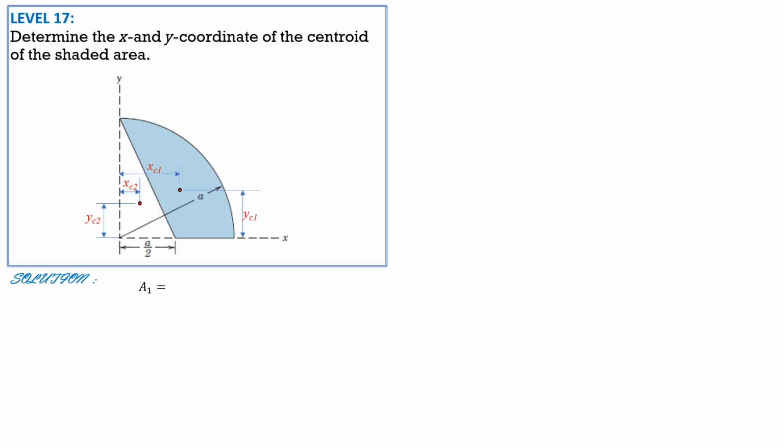So area 1 is pi over 4 a squared, the area of the quarter circle, while area 2 is 1/2 of a over 2 times a, so it is a squared over 4. The area of the shaded region is therefore pi over 4 a squared minus a squared over 4. Factor out a squared over 4, so it is a squared over 4 quantity pi minus 1. Then X sub C1 equals Y sub C1 equals 4r over 3 pi, or 4a over 3 pi in this case.